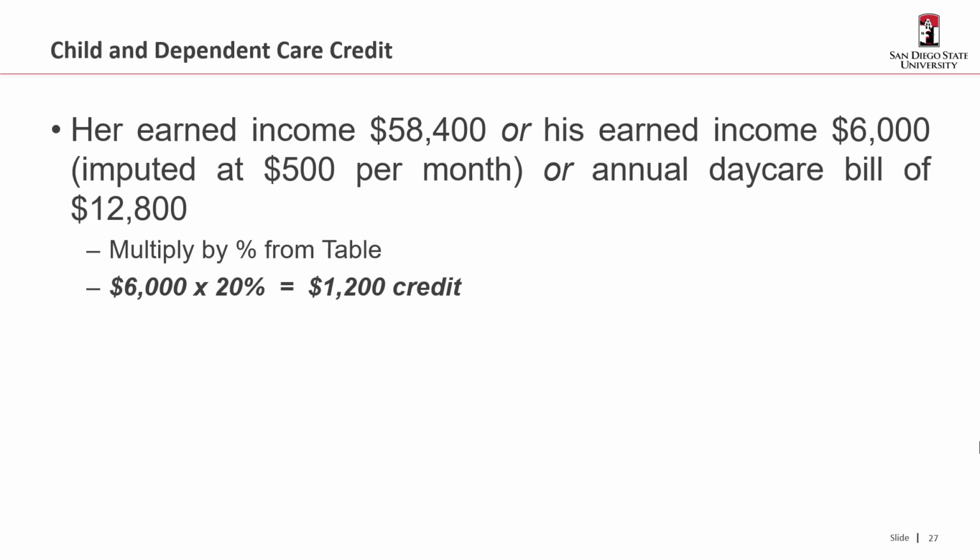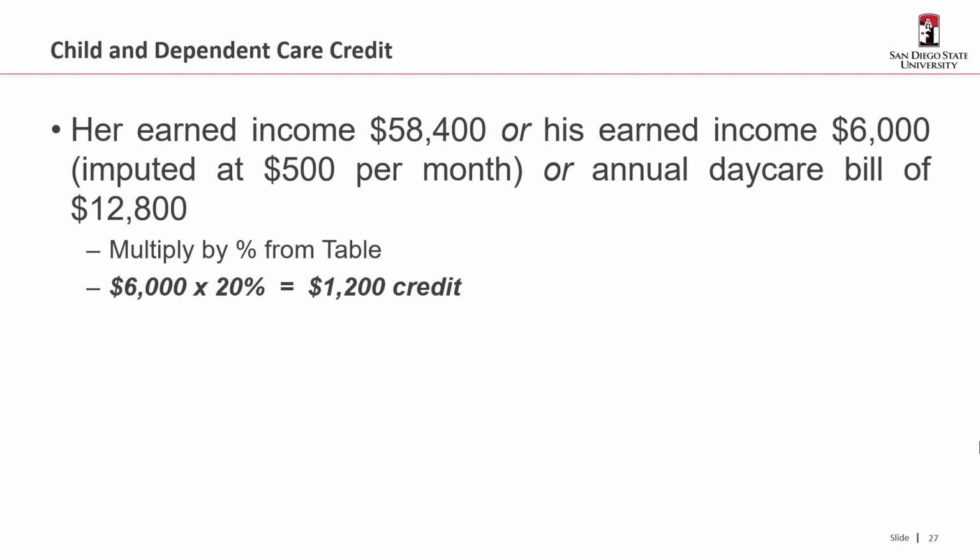So we start with her earned income or his earned income, which is $6,000. We were imputing that at $500 per month because, of course, the husband was a full-time student. So we end up with the lower of those 3 amounts: her earned income, his earned income, or the amount they actually paid, which would be limited to $6,000 anyway.